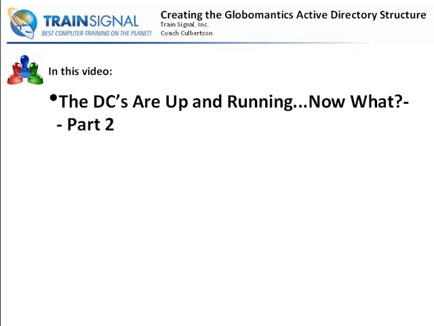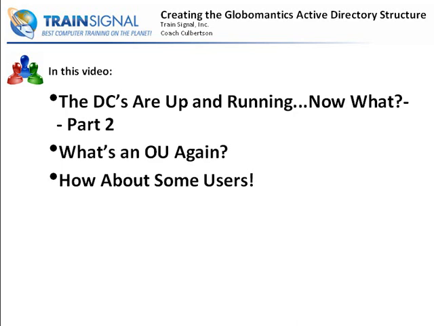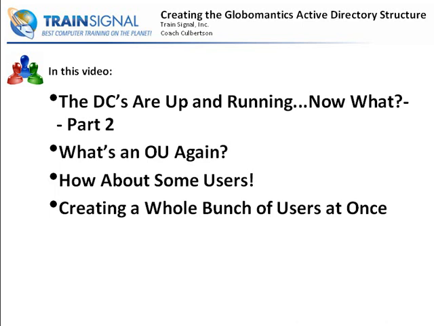We're going to start off with a kind of a part 2 of the DCs are up and running, and I want to talk with you about what our next steps are, which are going to be basically creating stuff in our Active Directory. We're going to start off with OUs, also known as organizational units, and then talk about how to create user accounts. And I'm going to talk with you about the long way and then a shorter way. Then I'm going to talk with you about how you can create a whole bunch of users at once. I mean, literally thousands of users if you need to.